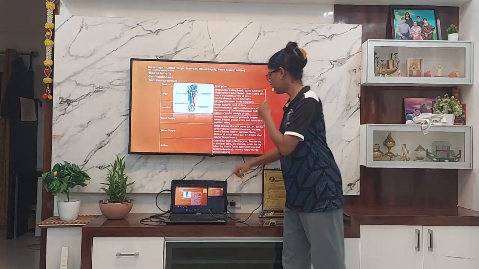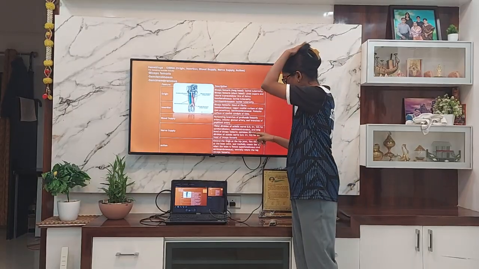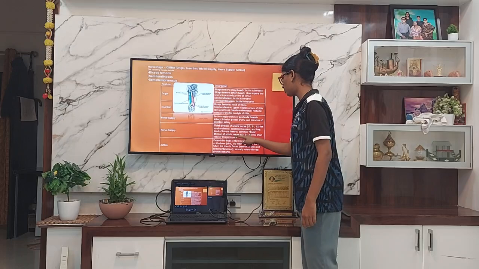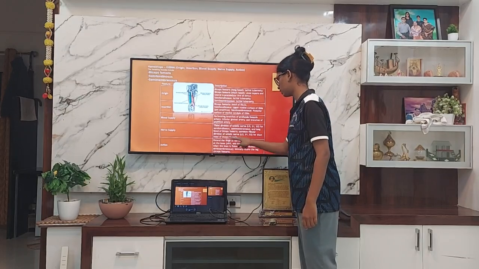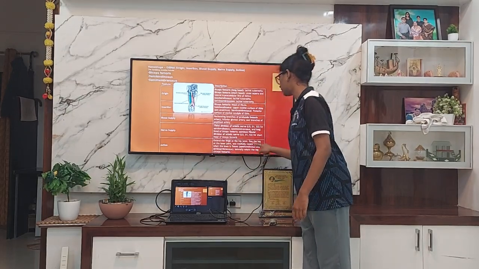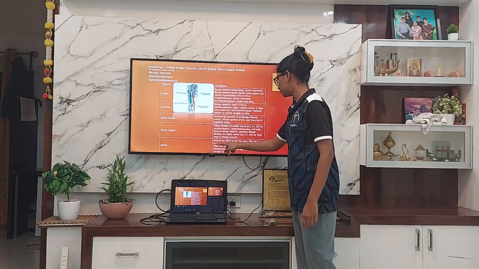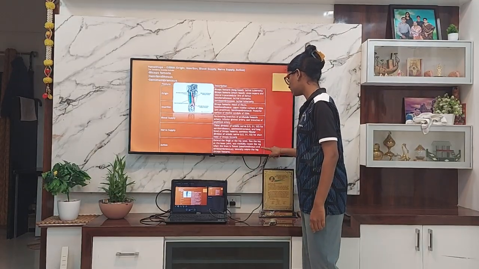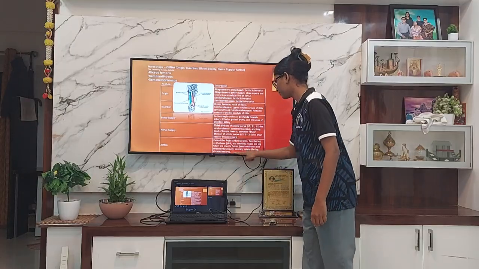The nerve supply is the tibial division of the sciatic nerve for semitendinosus, semimembranosus, and the long head of biceps femoris, and the common peroneal division of the sciatic nerve for the short head of biceps femoris. Action: extend the thigh at the hip joint, flex the leg at the knee joint, medially rotate the leg when the knee is flexed (semitendinosus), and laterally rotate the leg.